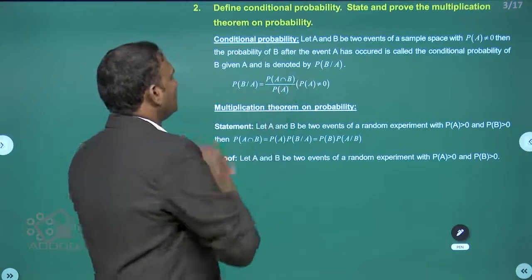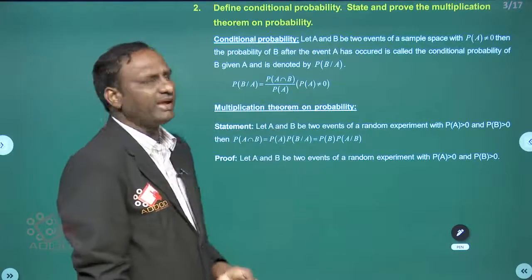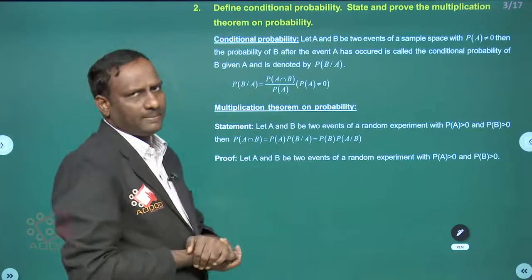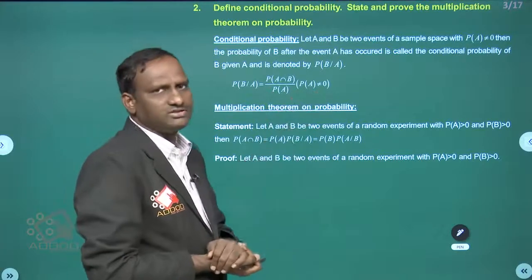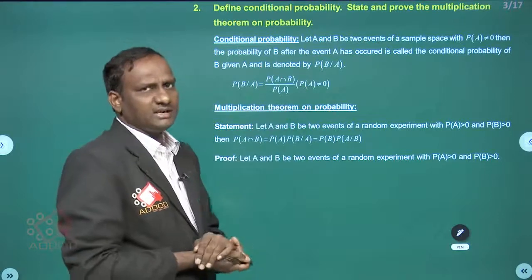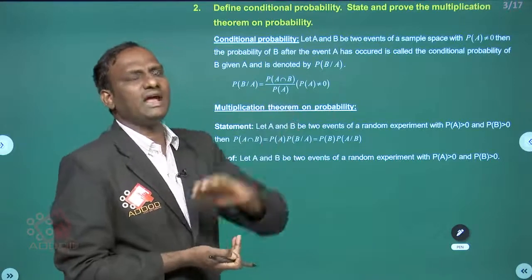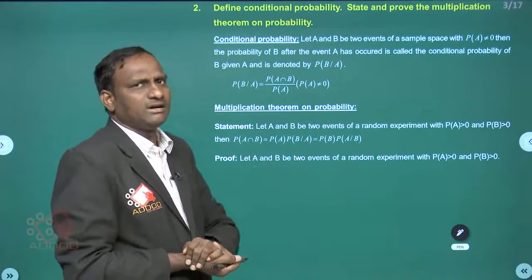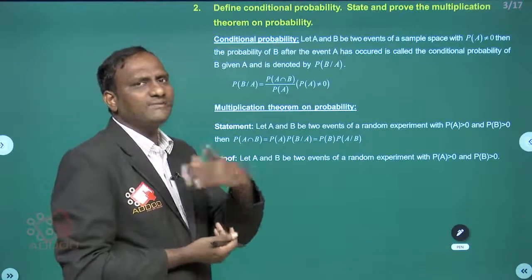Okay. So P of B given A is equal to P of A intersection B by P of A, where P of A is not equal to 0. In the sense, the relation between A and B is that B is happening after the happening of A.